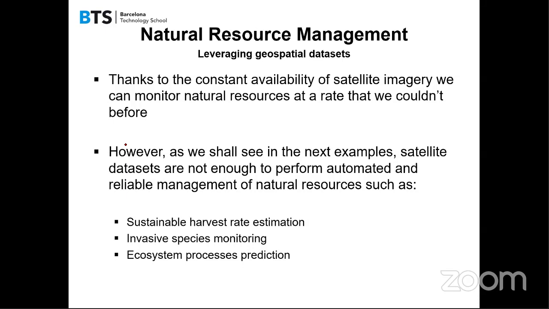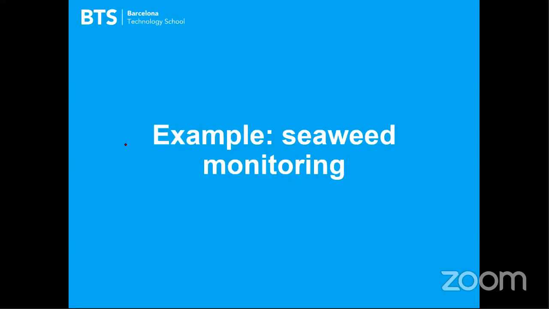So I will show you a list of different research projects that I have been involved with, in which we have used satellite datasets, amongst others, because we will see that satellite imaging alone is not enough to perform accurate assessments on this type of natural resources, which are sustainable harvest rate estimation, invasive species monitoring, and ecosystem process prediction. So we will quickly see why these satellite datasets are not enough to perform automated and reliable management of natural resources. So let's look at seaweed monitoring.